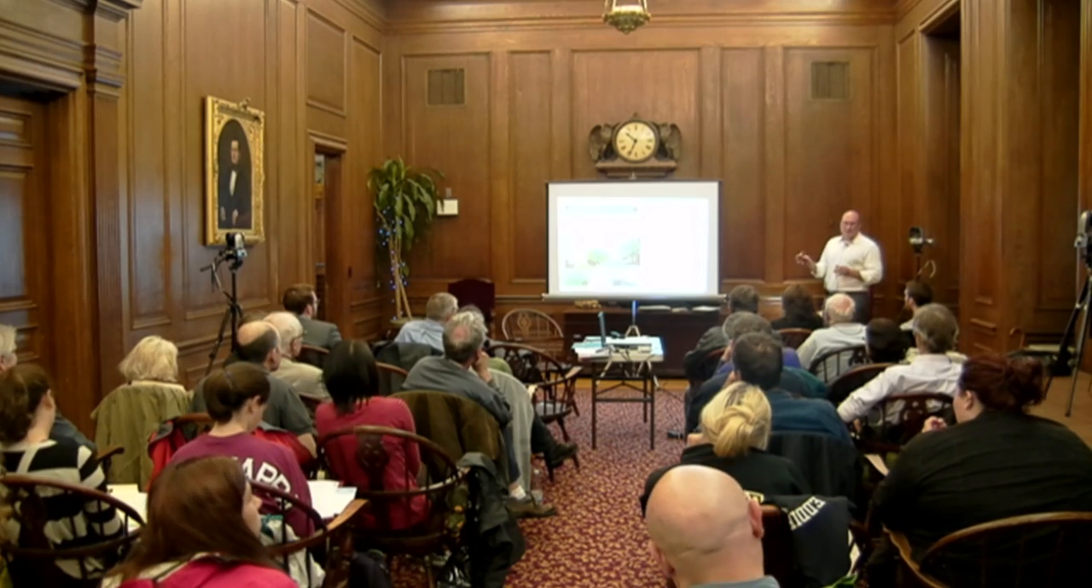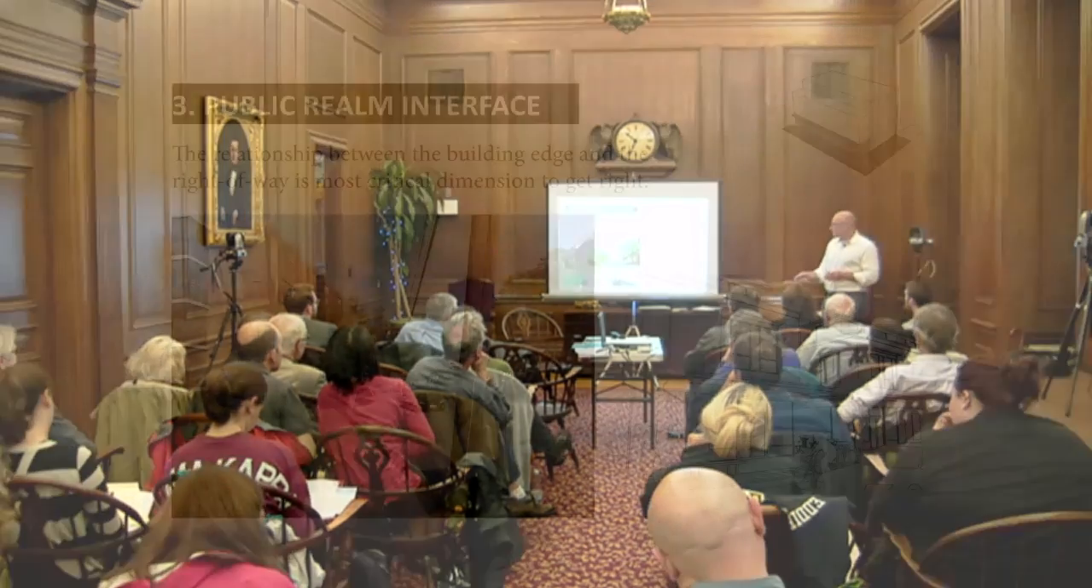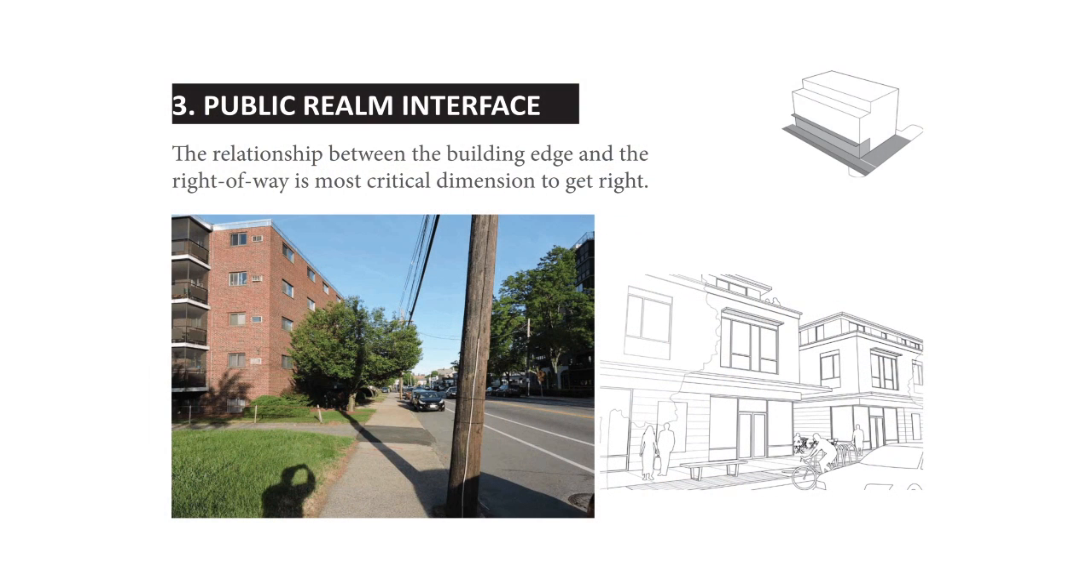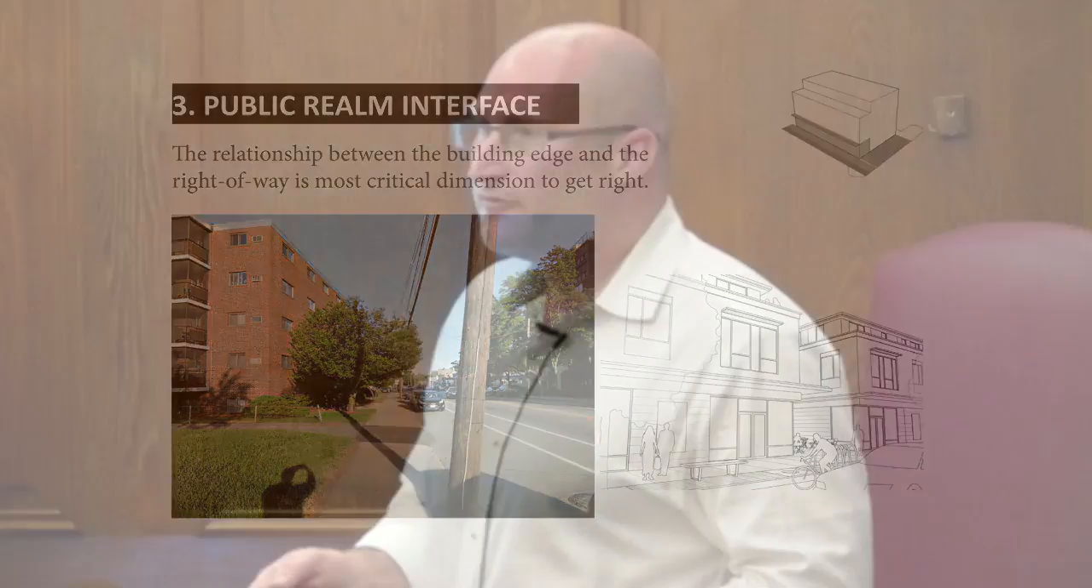There's only 7 of these. This is number 3, the public realm interface between one and the other. Again, lots of places like this, we're developing some small icons that are generic enough that people can understand what the theme is. And we'll start to create some architecture. Don't be confused by this, because it could look like anything. It's more the principle of how it relates to the street.